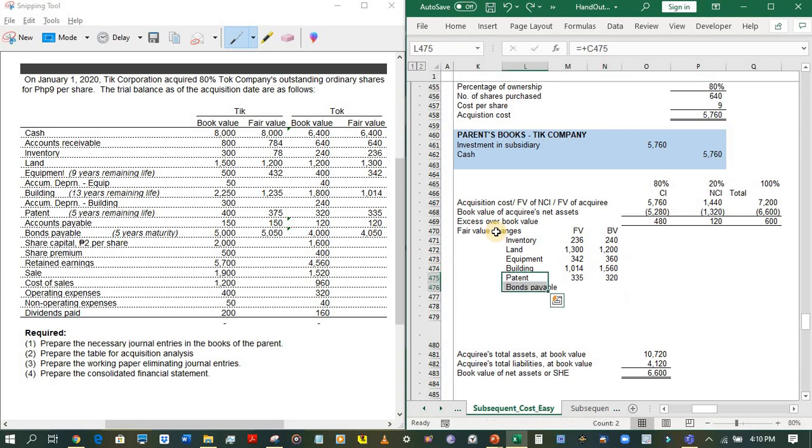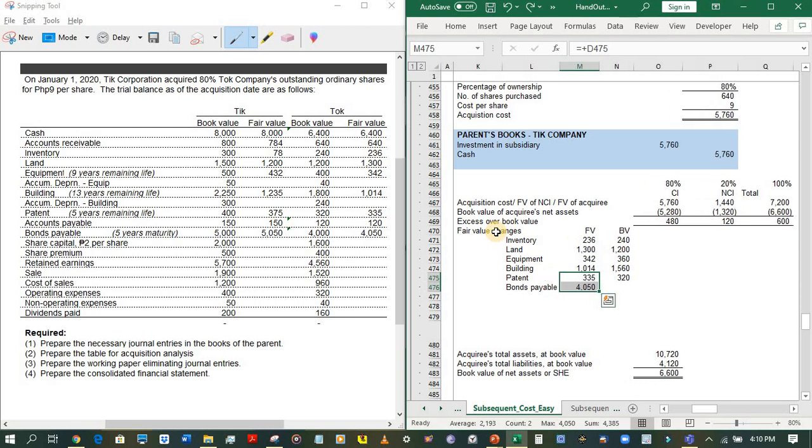Then last is the bonds payable. Since we only have two liabilities, only bonds payable has a book value different from the fair value. So the fair value of bonds payable is 4,050 pesos and the book value is 4,000 pesos. So now let us compare the fair value and book value and analyze the difference.